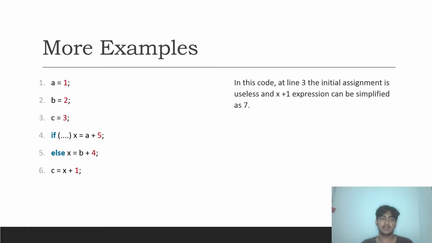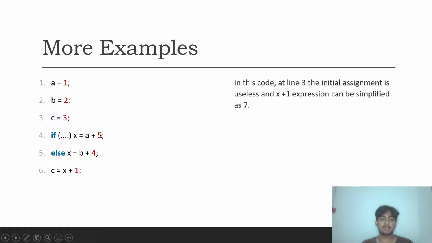Let's talk about one more example. So we have a equal to 1, b equal to 2, c equal to 3. If condition, x equal to a plus 5, else x equal to b plus 4, then c equal to x plus 1. Notice how a, b and c are already explicitly declared, and we have given expressions here, x equal to a plus 5 and x equal to b plus 4.